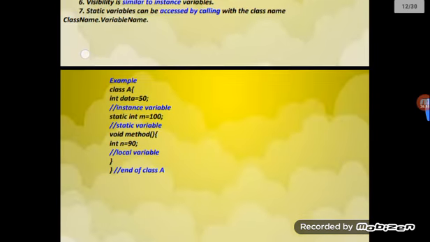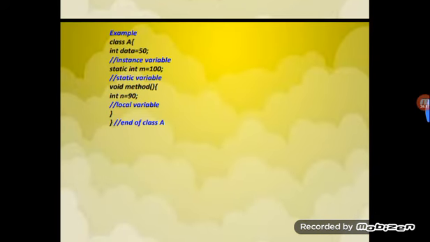For this, I am taking an example class. I am declaring it with a begin brace, int data, and some value. This is an integer type of data, and I am storing the value 50 here. That is an instance variable. After that, static int m is equal to some value, semicolon. This is a static variable.